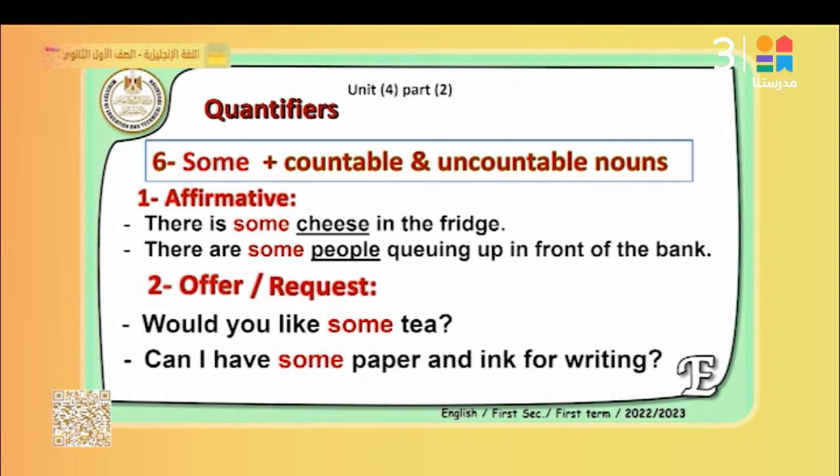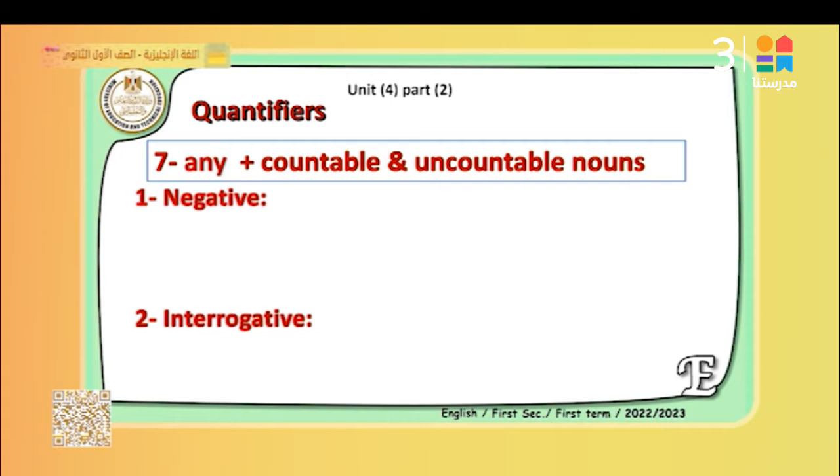And we can say, can I have some paper? Because here it's a request. I ask you for some paper. Can I have some paper, please? So we use some in affirmative sentences, and it can be used in a question if the question is an offer or request. What about the word any?